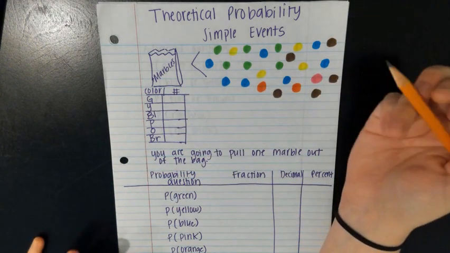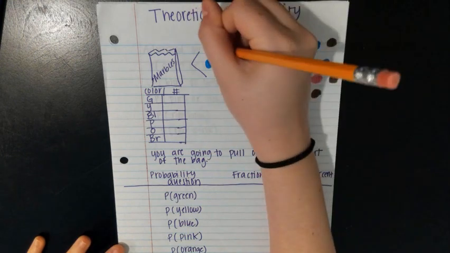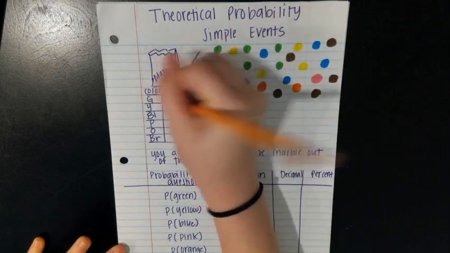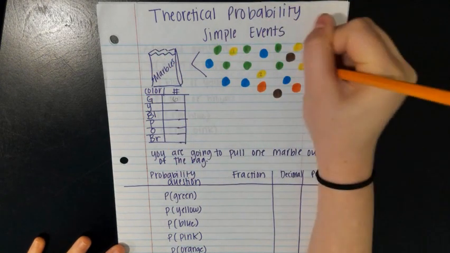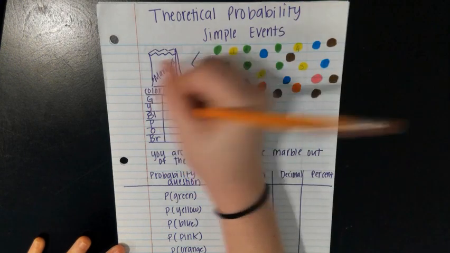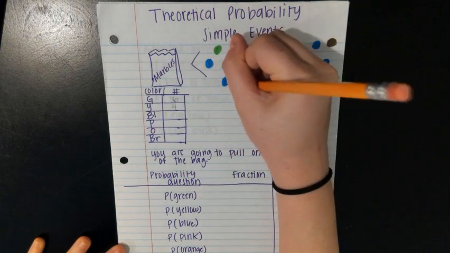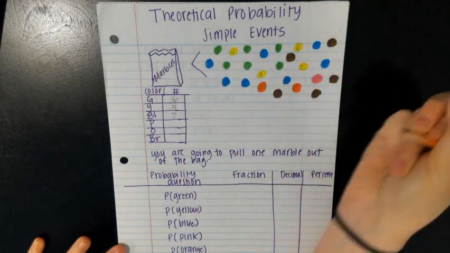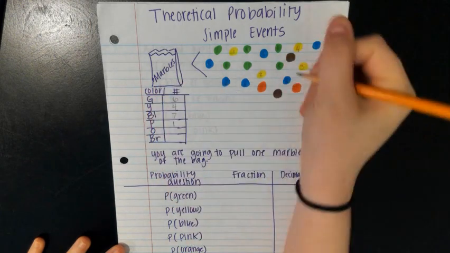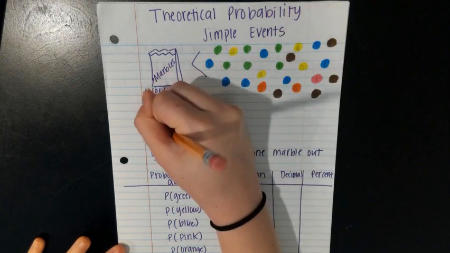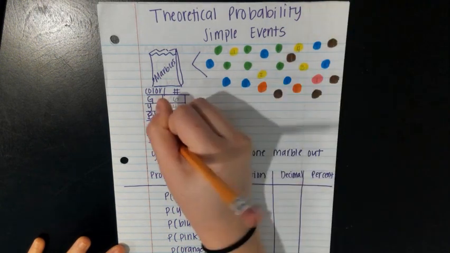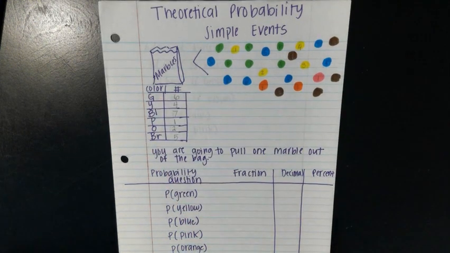So, for green, let's go ahead and count the green. You have 1, 2, 3, 4, 5, 6 are green. Yellow, we have 1, 2, 3, 4 yellows. Blue, we have 1, 2, 3, 4, 5, 6, 7 blue. Pink, looks like we only have 1. Orange, 1, 2, we have 2. And then brown, we have 1, 2, 3, 4, 5. 5 brown.